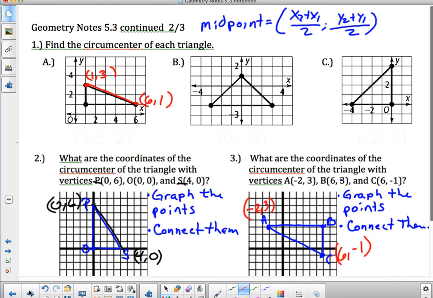I'm using the midpoint formula. I wrote that up. So 1 plus 6, my average of my x's, divided by 2. 3 plus 1, my average of my y's, divided by 2. Well, I've got 7 divided by 2, which is 3.5, and I got 4 divided by 2, which is 2. So my circumcenter of this right triangle, the midpoint of my hypotenuse, is (3.5, 2).